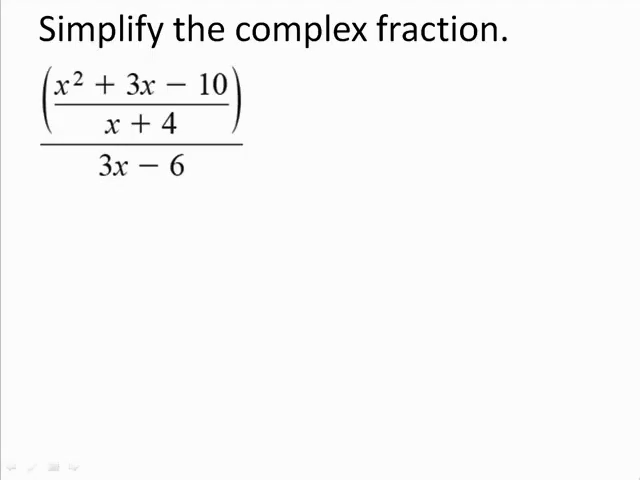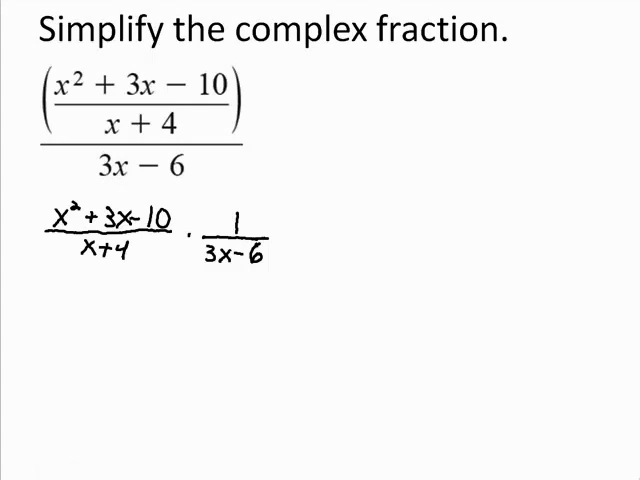Simplify the complex fraction: the quantity x squared plus 3x minus 10 divided by x plus 4 divided by 3x minus 6. When dividing by a fraction, invert the divisor and multiply. The divisor is 3x minus 6. 3x minus 6 is the numerator and the denominator is 1. X squared plus 3x minus 10 divided by x plus 4 times 1 divided by 3x minus 6.